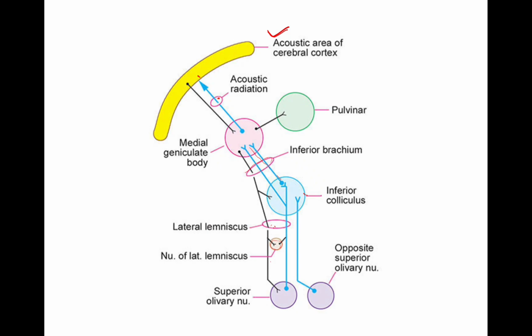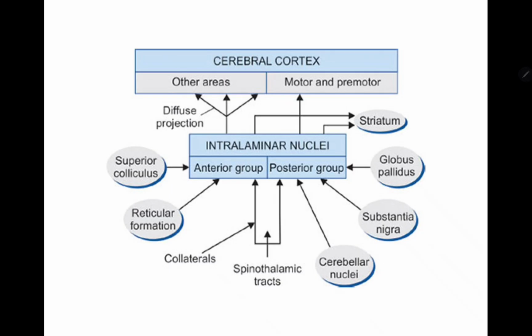Okay, the thalamus stop here is the medial geniculate body. From here it is going to the cerebral cortex. Now this is the cerebral cortex. Now the intralaminar nuclei of the thalamus. You can see.